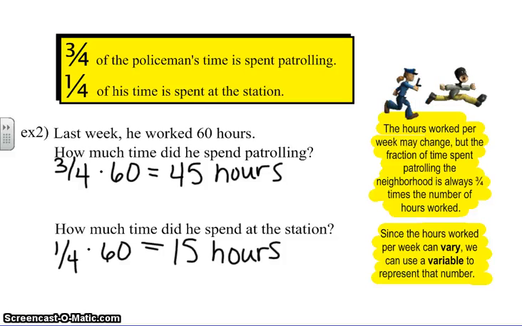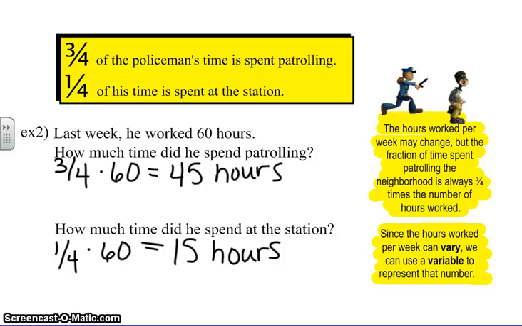So if you notice the little notes that are over here highlighted in yellow, you might want to pause the video and copy this down. The hours worked per week obviously has changed between example 1 and example 2, but the fraction part stayed the same. So since the hours worked per week can vary, we could use a variable to represent that number.